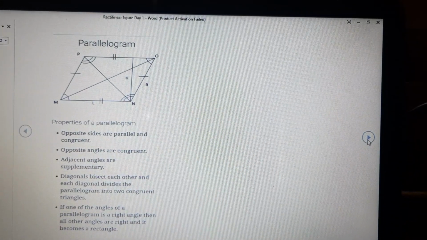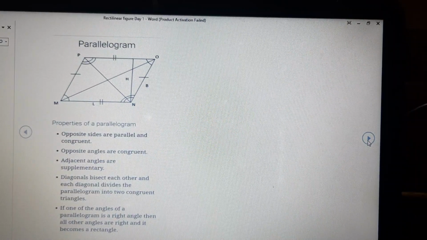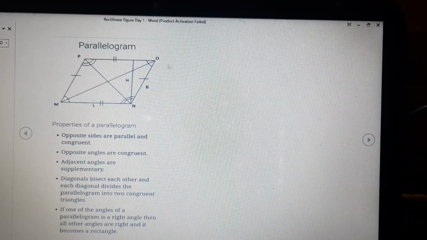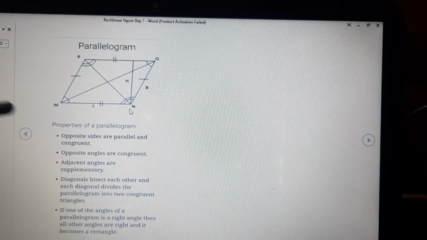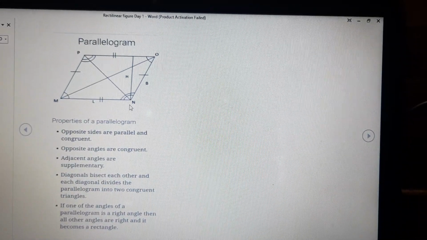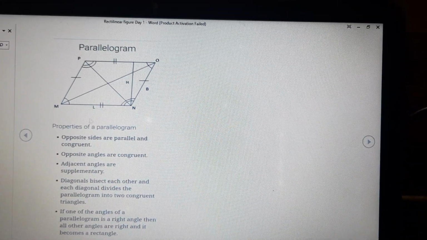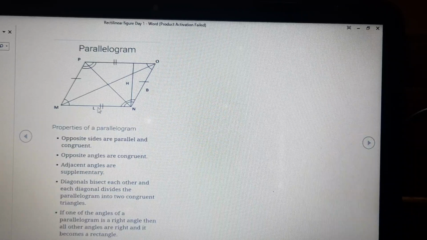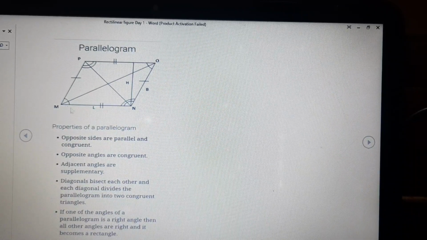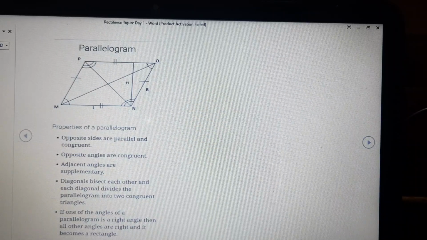One more property is there: in a parallelogram, opposite angles are always equal. Angle M is equal to angle O, angle P is equal to angle N, and all the properties of parallel lines will also apply to it. Like angle P plus angle M is equal to 180 degrees because they are co-interior angles. Fine.